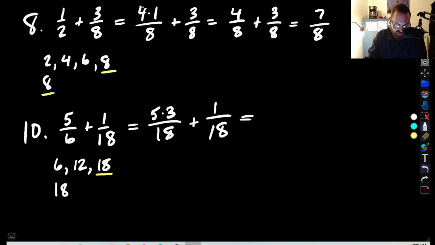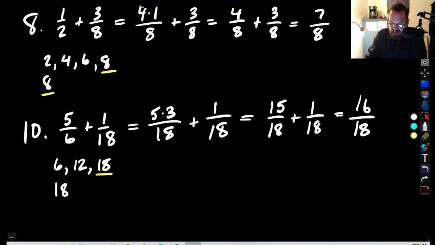Okay, so now we can multiply the 5 times the 3. We get 15 divided by 18 plus 1 over 18. So this is going to be 16 over 18. And right off the bat, you can kind of see how this actually can be reduced. And remember, we can reduce it specifically here because both the numerator and denominator are actually even numbers.